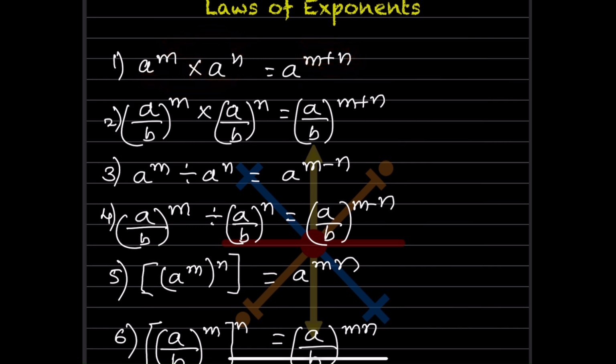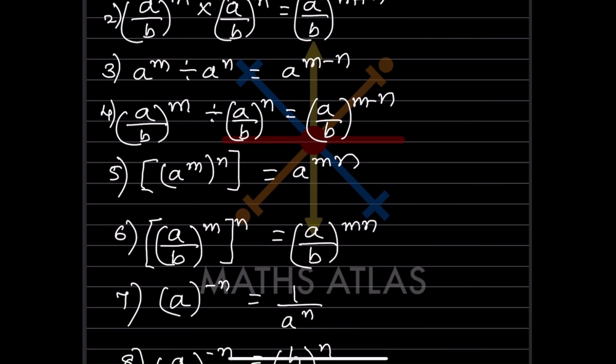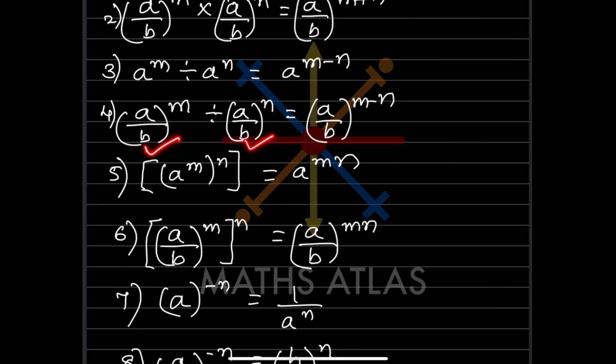Now if it is in the form of a fraction, a by b raised to m into a by b raised to n, the base is the same, so that is going to be a by b raised to m plus n. You are going to add the index. Now if it is division, the base is the same, so you are going to write a raised to m minus n. Again if it is in a fraction, the base is the same, and this is division, so you are going to subtract.